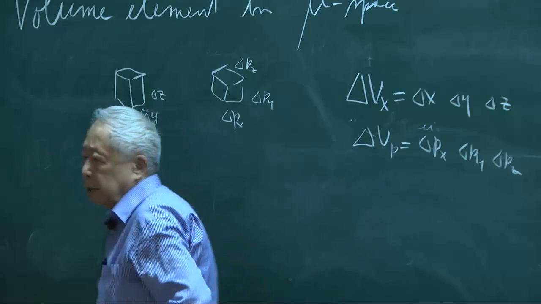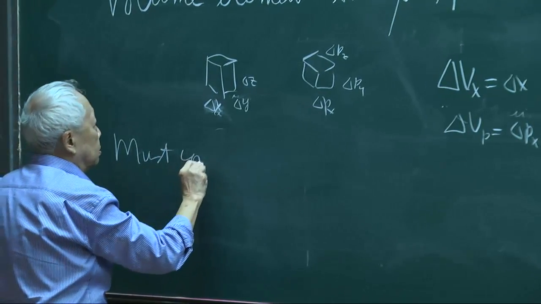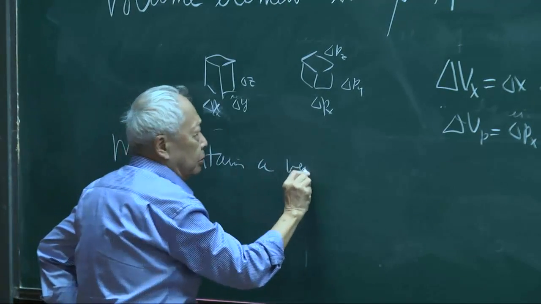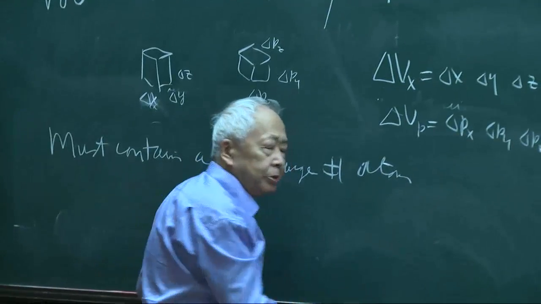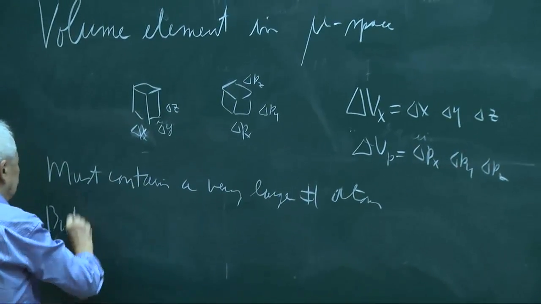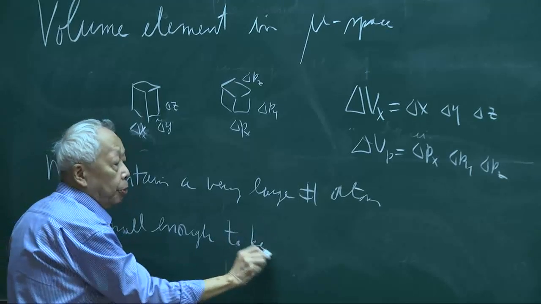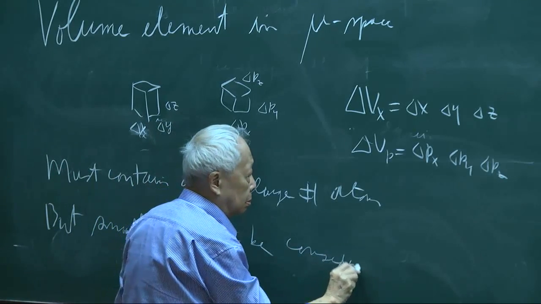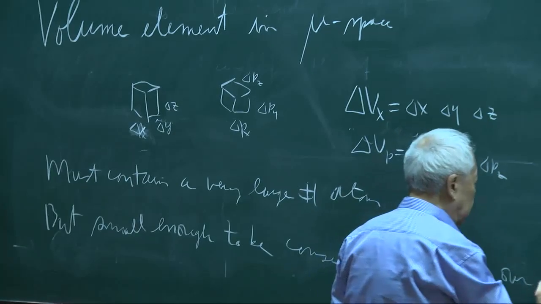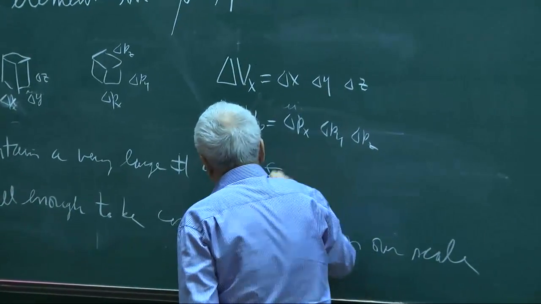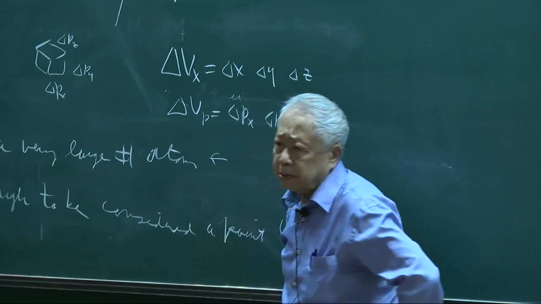We must choose this volume element so that it contains a very large number of atoms so that we can do statistics. But yet it has to be very small, small enough to be considered a point to us on our scale. It is because of this that we can do statistics. It is because of this that we can treat it mathematically in a continuous way. Is it possible to choose this?